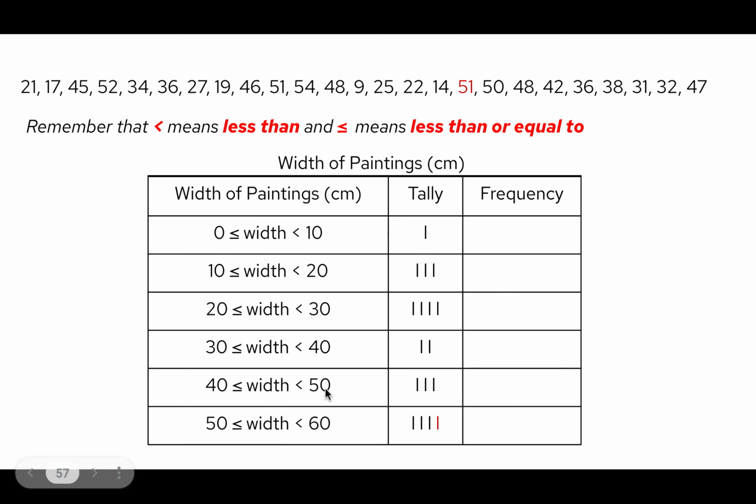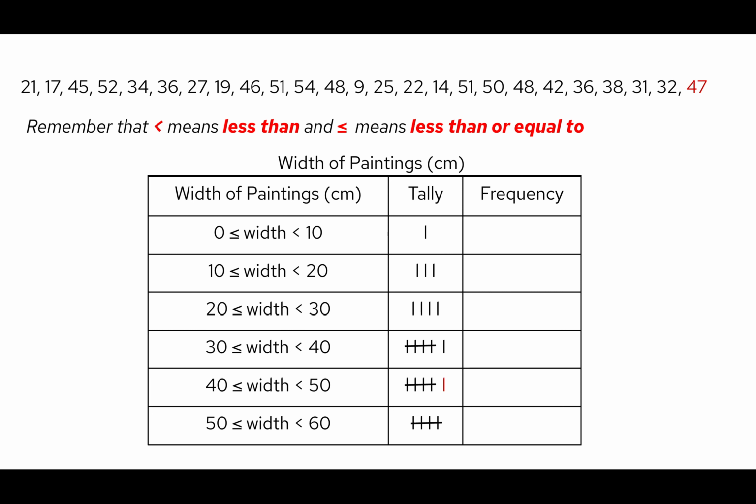So is the 50 going to go in this one or in this one? Hopefully you picked the bottom one because 50 is less than or equal to 50. So I put a line through it to show that that equals 5 now. 48, 42, 36, 38, 31, 32, and lastly 47.